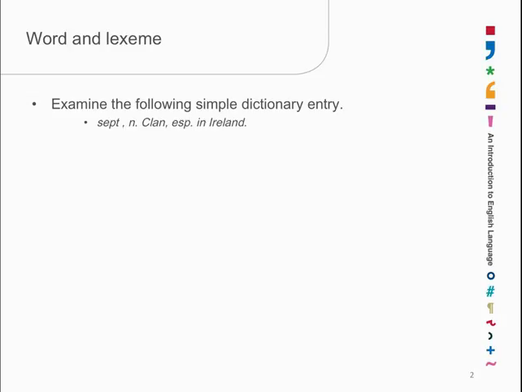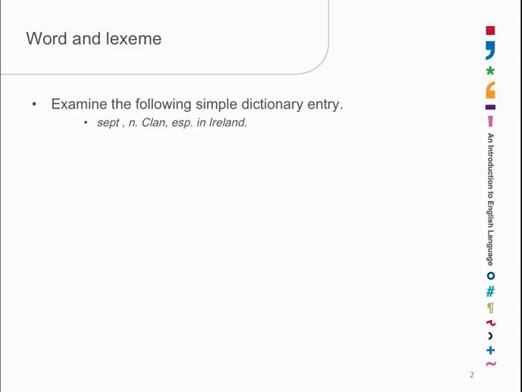At the beginning it says sept, S-E-P-T, and that of course is the form of the word. It's what you say and it's what people hear. At the end it says that it's a clan, especially in Ireland, so that's the meaning. And all symbols have form and meaning, as we've seen. And in the middle there is an N followed by a full stop. That's short for noun. Noun is a grammatical category. The word sept is a noun.